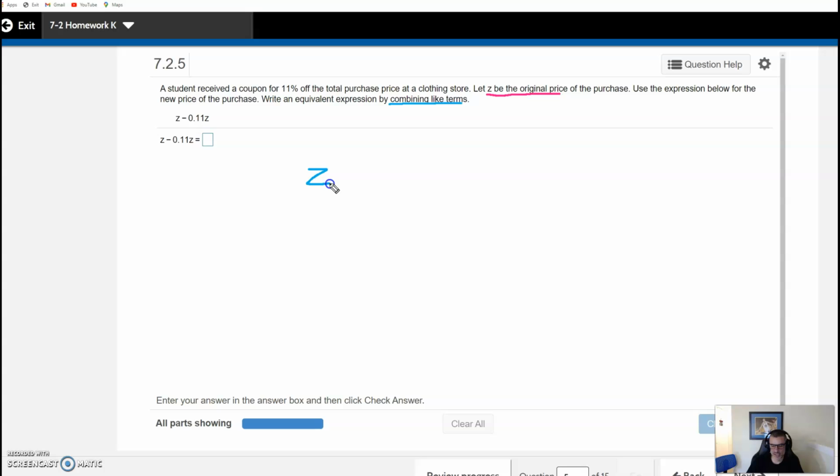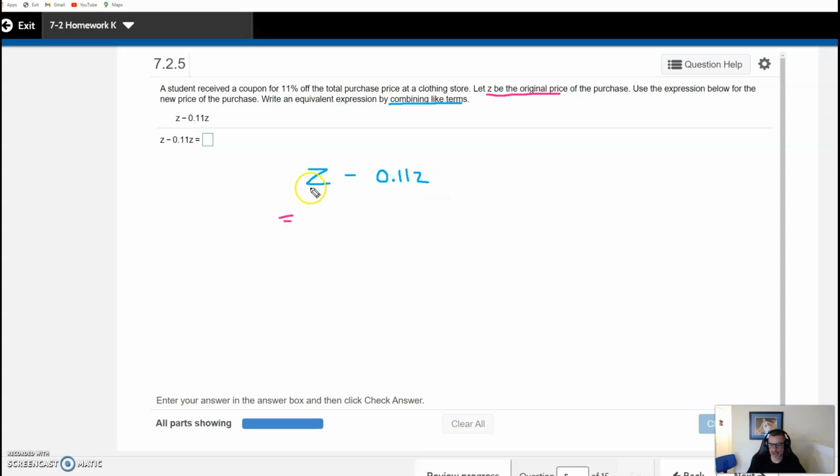I'll rewrite it. They say, okay, this is the original price, but we're going to subtract 11% of the original price. And remember, to find a percentage of something, I can just multiply it by the equivalent decimal. So 11% as a decimal is 0.11. If I multiply that by Z, this term right here will represent the savings, right? How much I'm saving, and then we subtract that from the original price. Well, if you look at this, Z's are kind of confusing because they look like 2's. But if you look at this expression here, I have Z minus some portion of a Z.